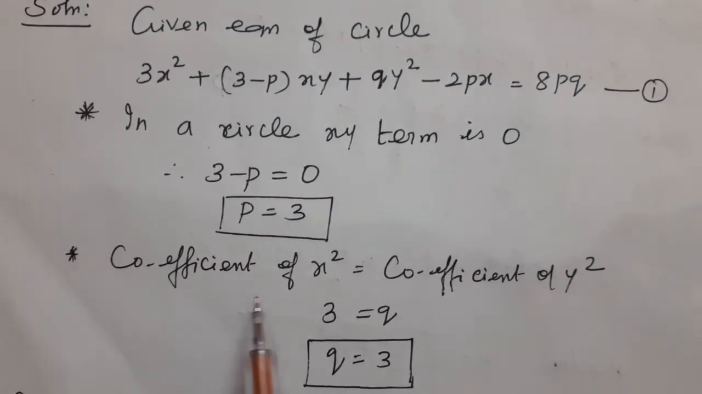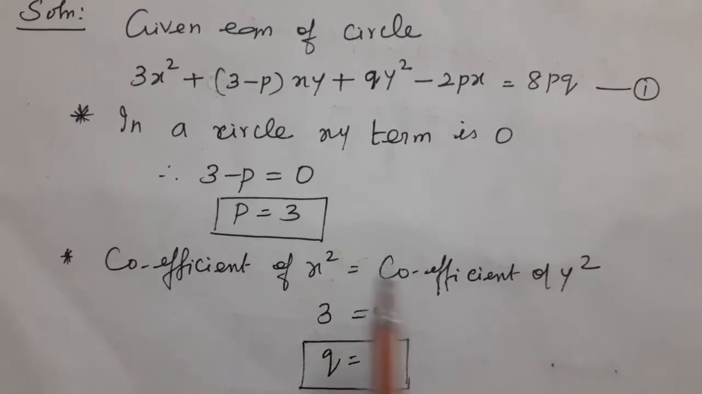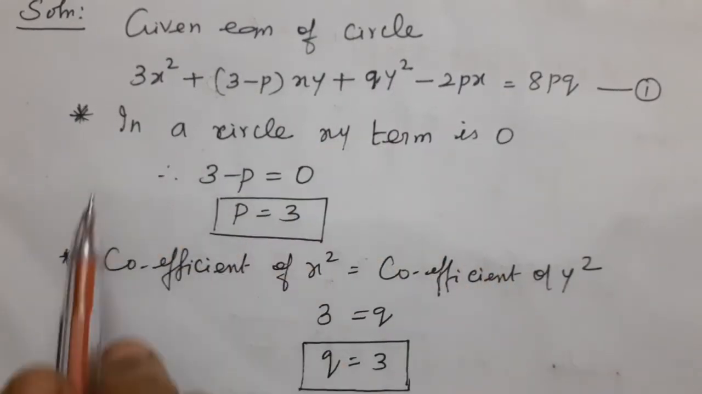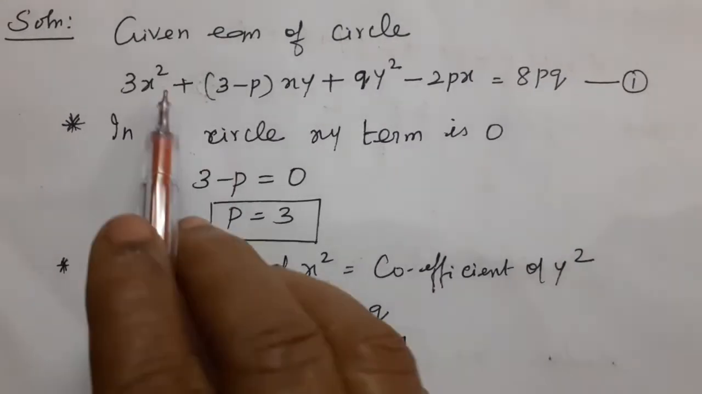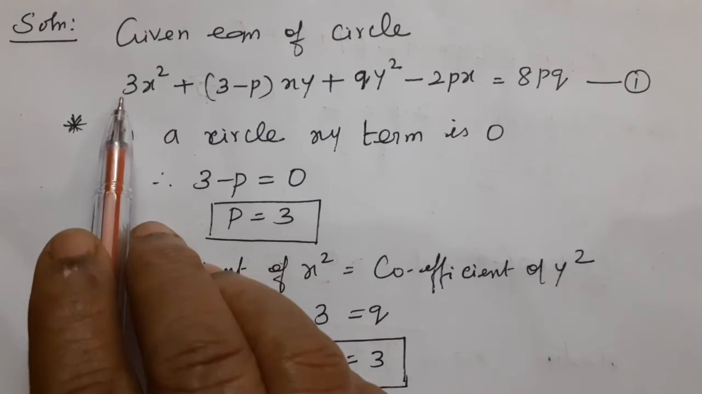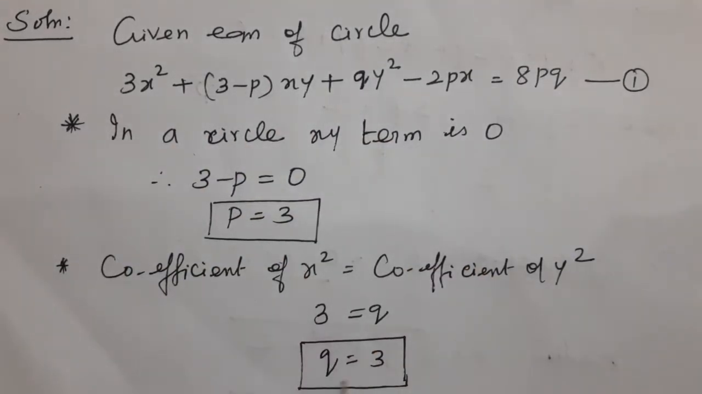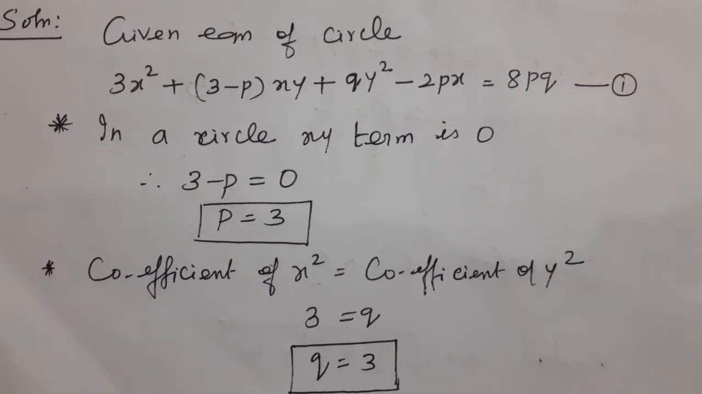What is the second condition? The coefficient of x² equals the coefficient of y². The coefficient of x² is 3, and the coefficient of y² is q. Therefore q = 3. So using the two conditions, we find the values of p and q.